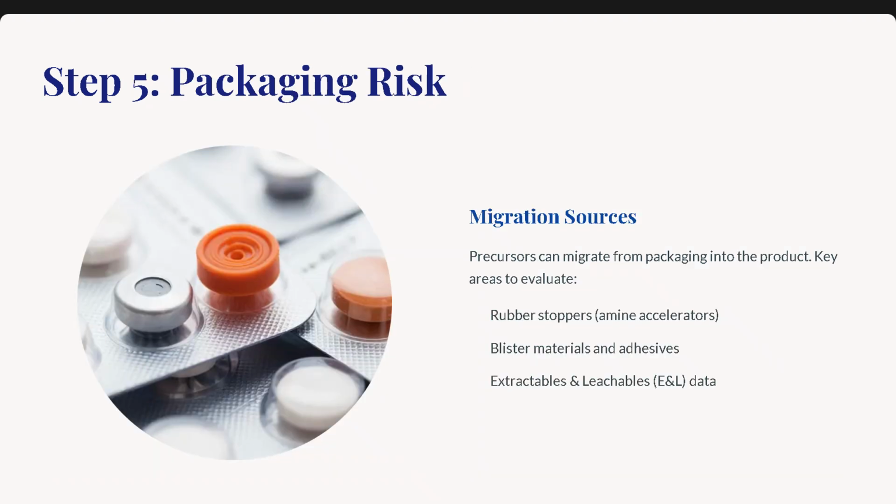Now let's examine something many people overlook: packaging. Packaging is not just a passive container. It can actively contribute to nitrosamine risk. Certain packaging materials contain chemical components that can migrate into the drug product. Rubber stoppers, for example, often contain amine accelerators. Blister materials and adhesives can also contribute.